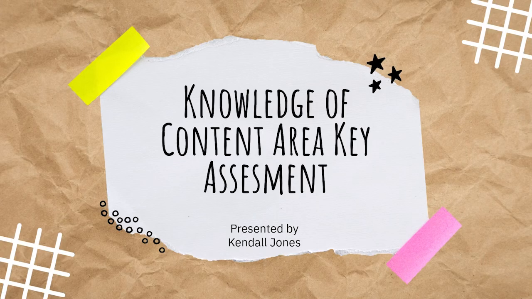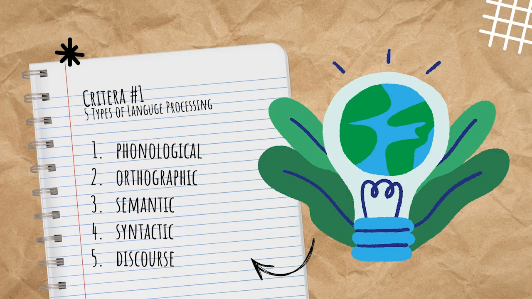Welcome, everyone. Today we will explore the foundations of content area literacy with a focus on language processing, literacy development, and instructional strategies for dyslexia. Criteria number 1, five types of language processing.